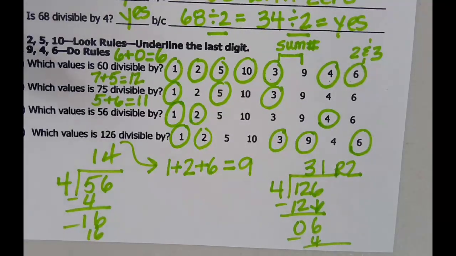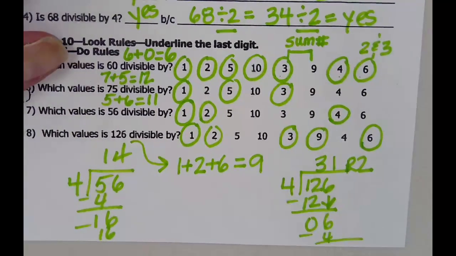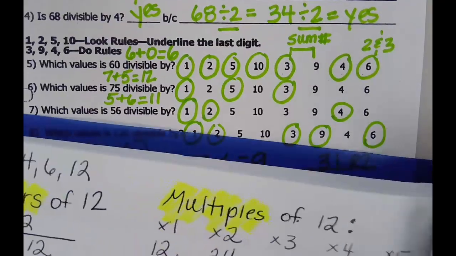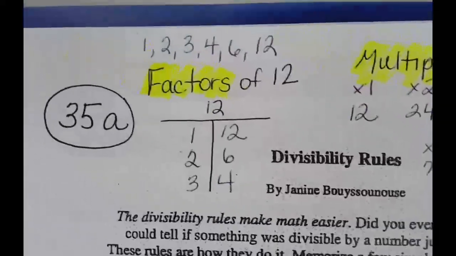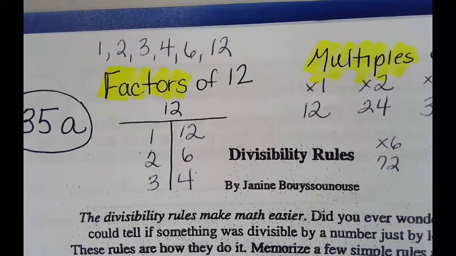Now, this is a review because Monday was kind of rushed. You have homework on this again, so I want to make sure that you have it. You're going to open up your notebooks to page 35A. On page 35A, we did this review. This is on divisibility rules.